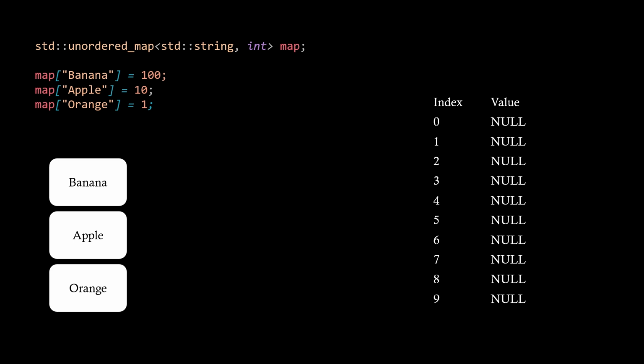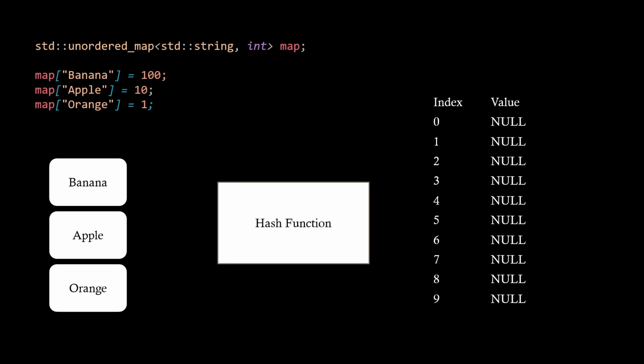The computer doesn't really know banana, apple, and orange. It's not a pointer, it's just a bunch of text. So what we need to do for a map is convert banana, apple, and orange to an index, so to map them to a value. In order to do that, we use a hash function.